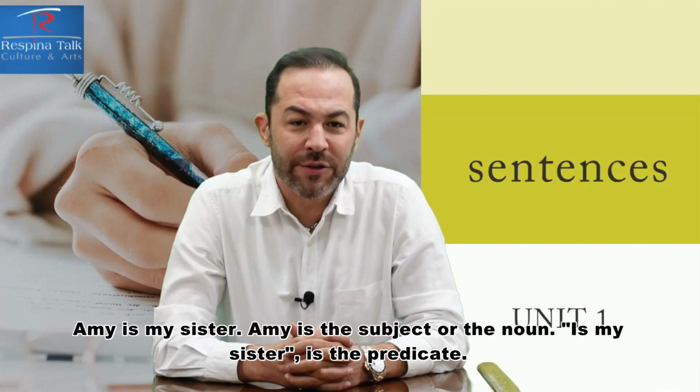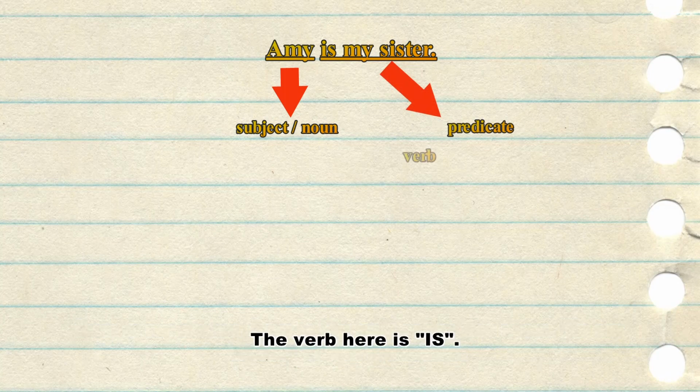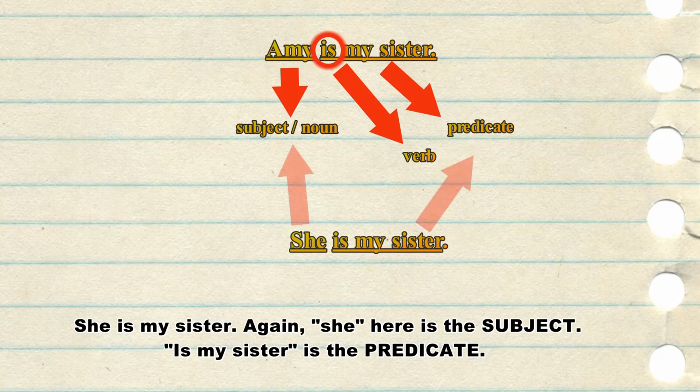Amy is my sister. Amy is the subject or the noun. Is my sister is the predicate. The verb here is. Let's look at another example. She is my sister. Again, she here is the subject. Is my sister is the predicate.